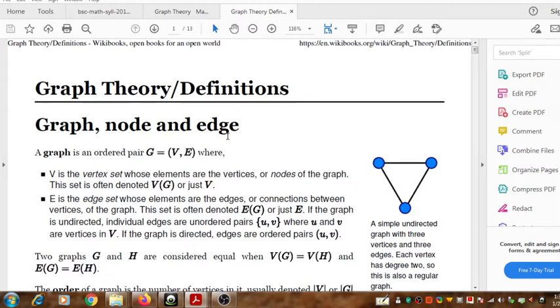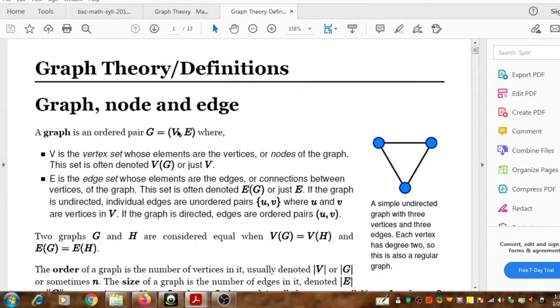A graph is an ordered pair, usually written G equal to (V, E). Here V and E are two sets associated with the graph. The first set V is called the vertex set and the second set E is called the edge set. V is the vertex set whose elements are called vertices, and they are also called nodes in the graph. Conveniently we can write V(G) using the single letter V.